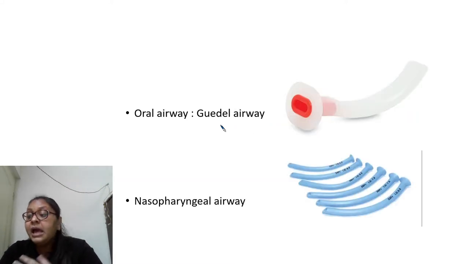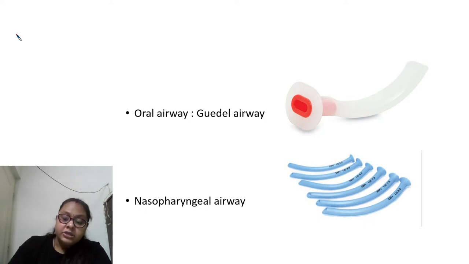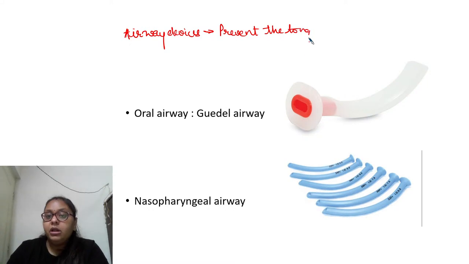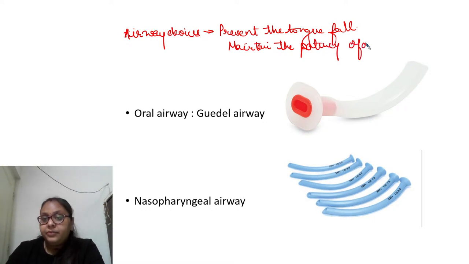Sometimes it does not help, and then we need what is known as the airway devices. So basically, airway devices prevent the tongue fall and maintain the patency of the airway.